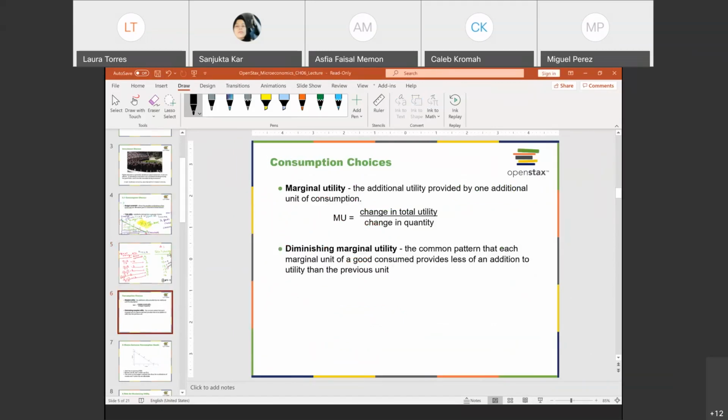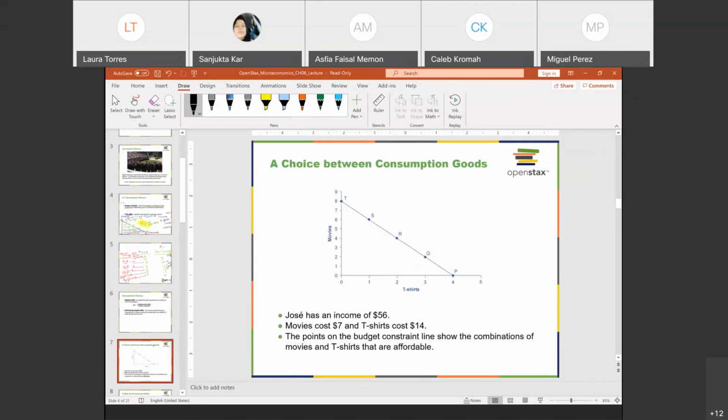Okay, I'm gonna go to the next slide here. We went over this concept in the 2 slides before. We have the definition of marginal utility and the concept of diminishing marginal utility. This one is showing a budget, and we have this as the budget line here. So we just have an example here.